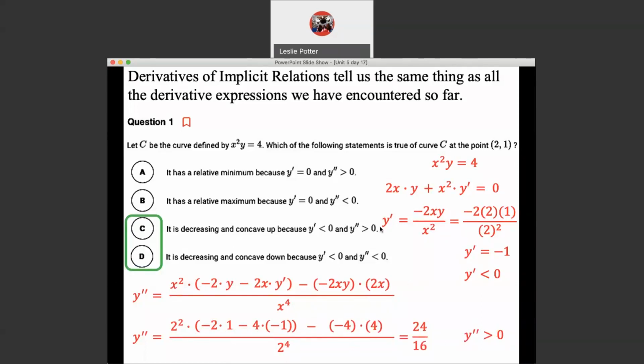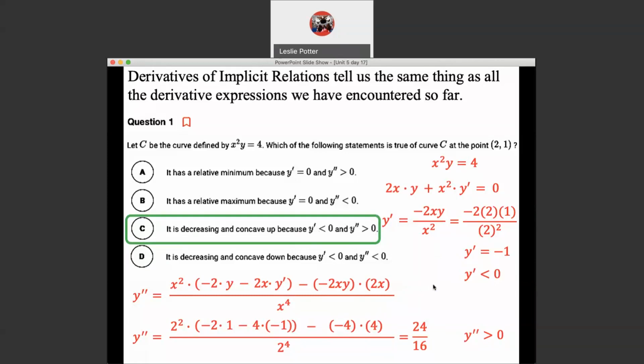So that means it's definitely option C here, that we have a negative first derivative and a positive second derivative. So we're decreasing because of the negative first derivative, and we're concave up because of the positive second derivative. So your answer is C. There's a lot going on in this problem.